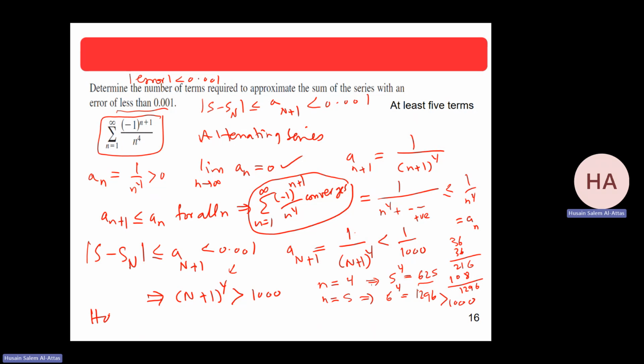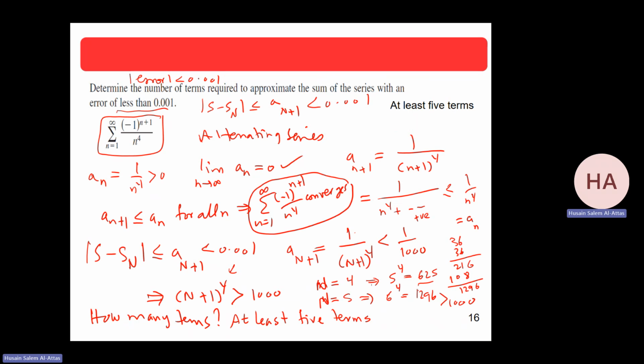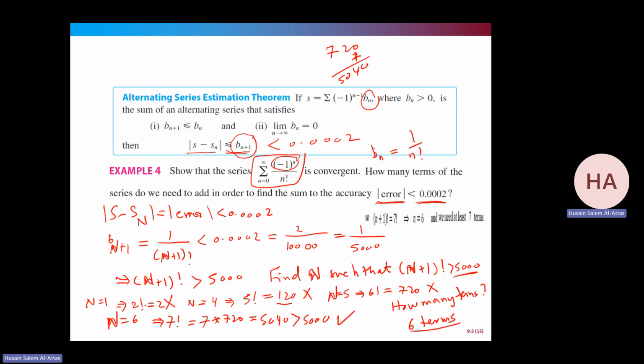So how many terms to reach? I mean capital N, sorry. How many terms do we have? We need at least 5 terms. Usually they will ask to find the minimum number of terms. So it's 5 in this case. I can also say at least 6 terms, because if it is more, for sure it will make the convergence.